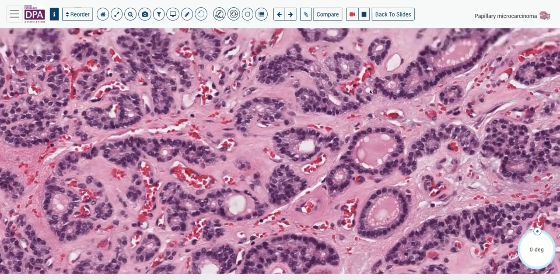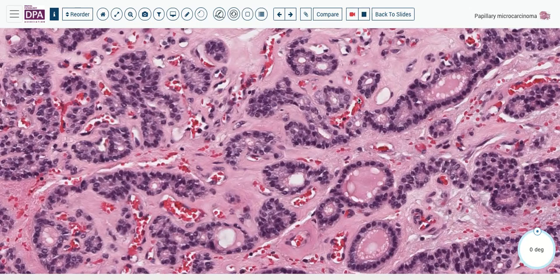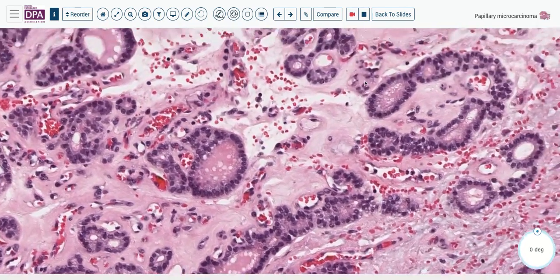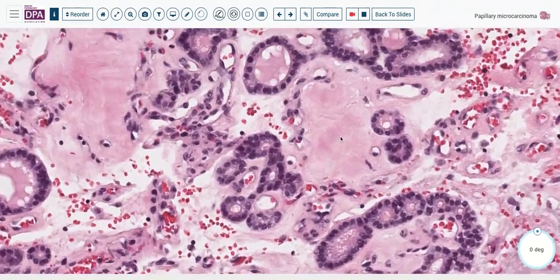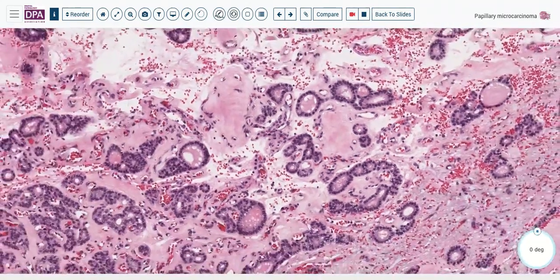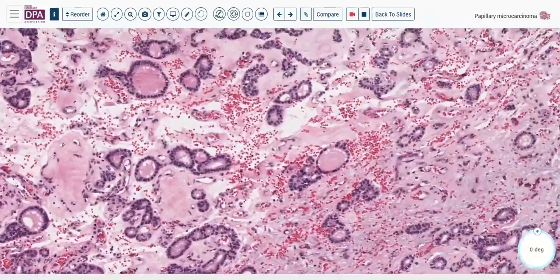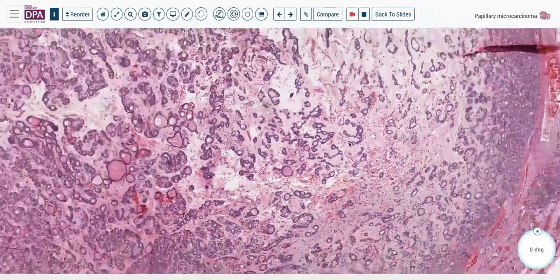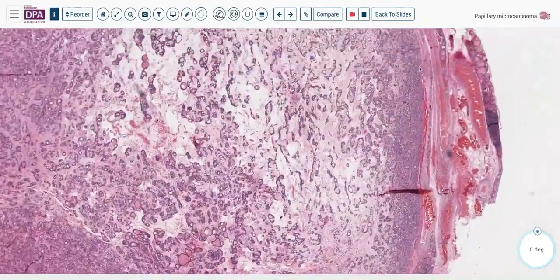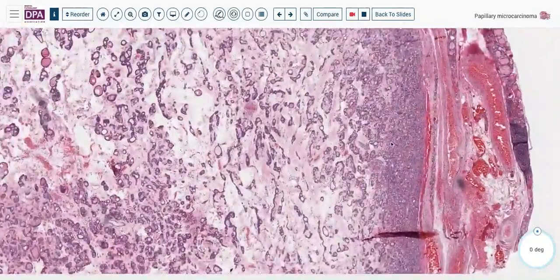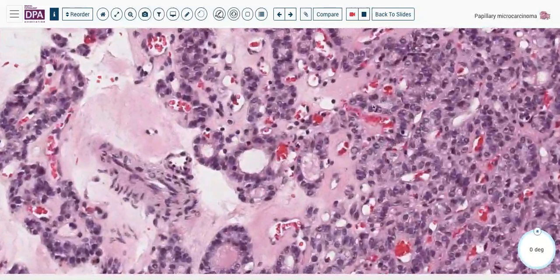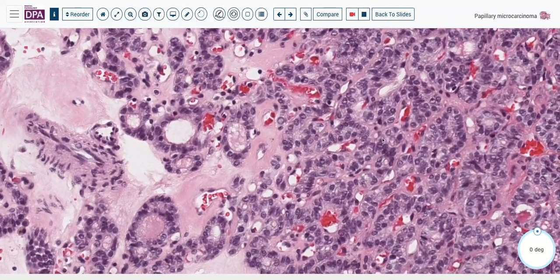So this may actually be misclassified. There's a few atypical nuclear features. I'm not really satisfied that the majority of this is a microcarcinoma, because this is more the pattern of a follicular adenoma. It's very banal looking. There may be a few areas where we begin to get some nuclear features of papillary carcinoma, such as here.